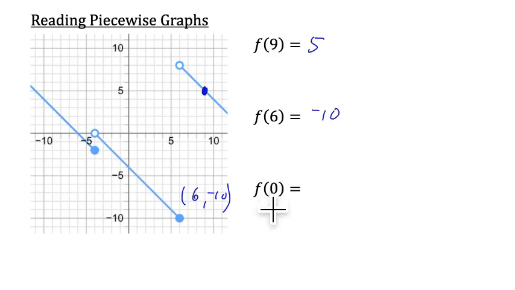All right, finally we need to find f of 0. Or in other words, what's the y value when x is 0? Well, when x is 0, that means we're not right anything or left anything. We're right along the y-axis. Kind of funny how when x equals 0, we're on the y-axis. So we're talking about this point right here. That point has an x value of 0 and a y value of -4. So f of 0 equals -4.